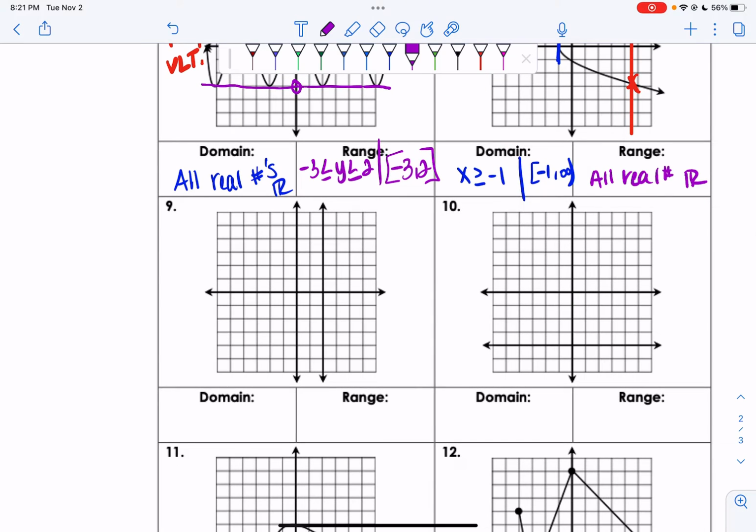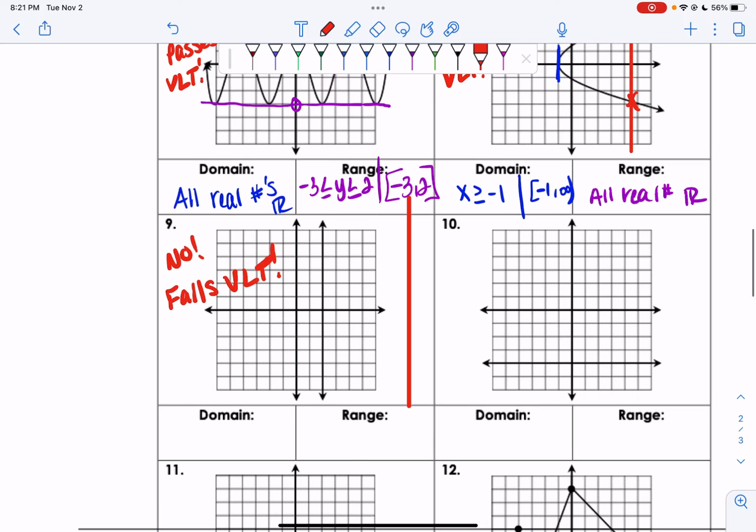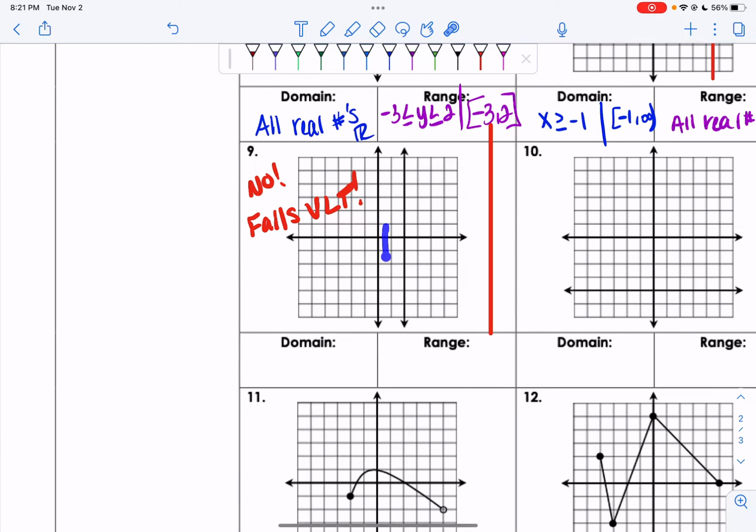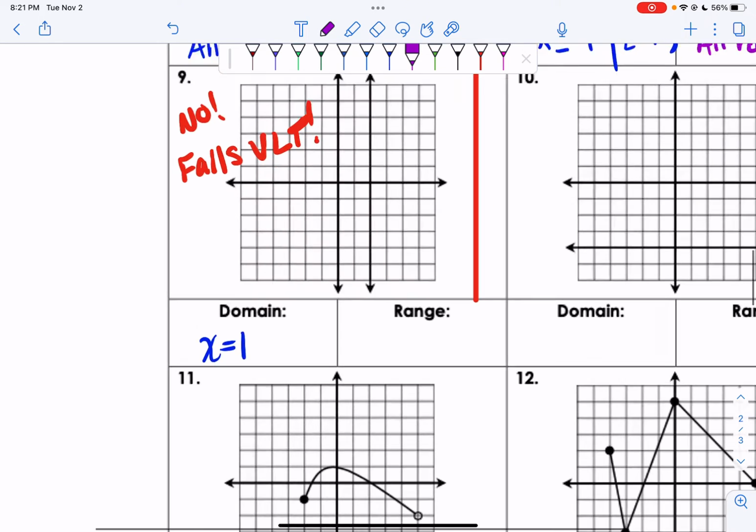Number 9. If I look at number 9, I go across, and boom, I hit every single point on my line. This is already not going to be a function. Our domain, though, if you look, I never hit 1, never hit 3, never hit 4, never hit 5, never hit 6. I only hit this x value right here, which is 1. So my domain is actually x is equal to 1. Your range, though, since I'm going up forever and down forever, my range is going to be all real numbers.